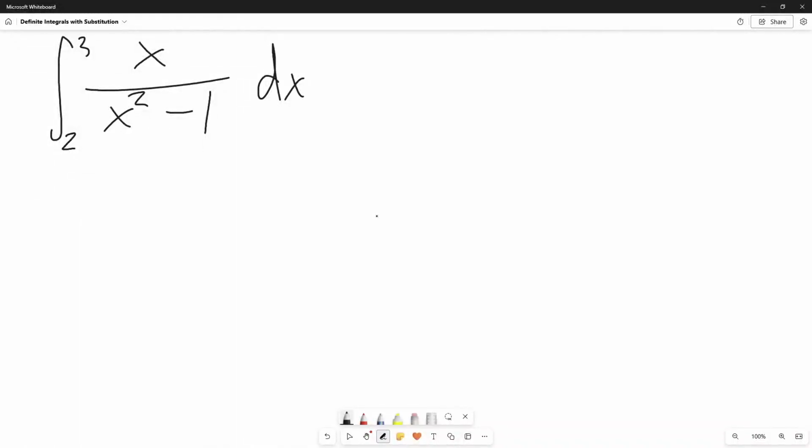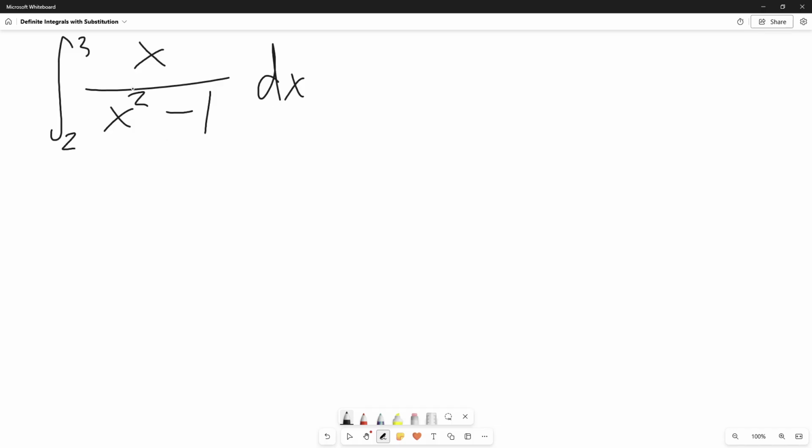So you should already know how to solve definite integrals and solve integrals using substitution. And there's something that you can do when you combine them that makes life a little bit easier and quicker in not all cases. So let's use this as an example. The definite integral from 2 to 3 of x over x squared minus 1 dx.